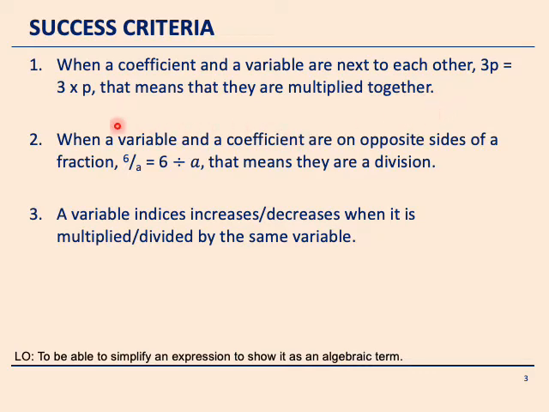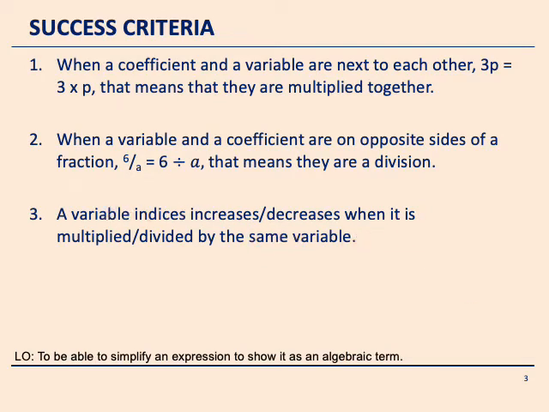Okay. When a variable, that's our unknown, and a coefficient are on opposite sides of a fraction, like this, 6 over a, that means 6 divided by a. So we're just understanding how the operations are displayed in our expressions, what they look like. A variable's index increases or decreases when it is multiplied by the same variable.